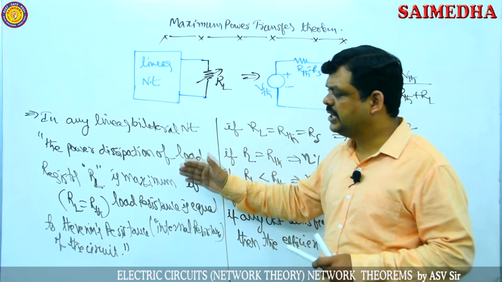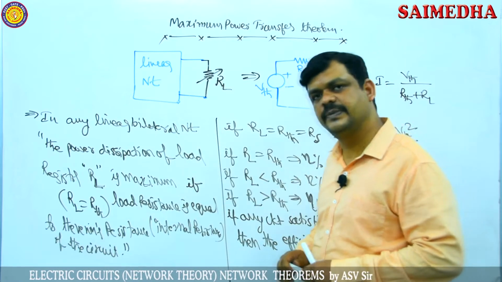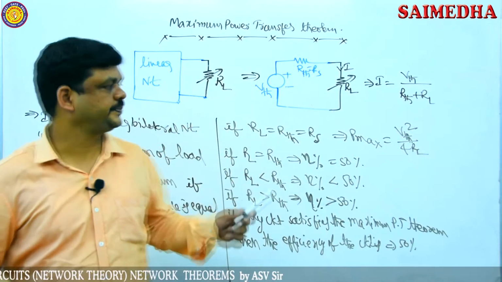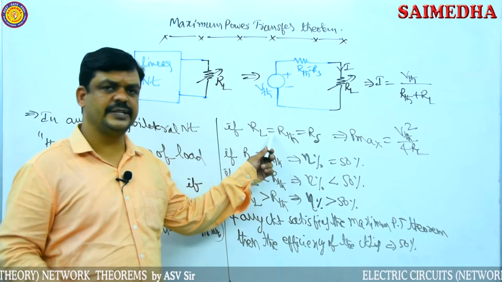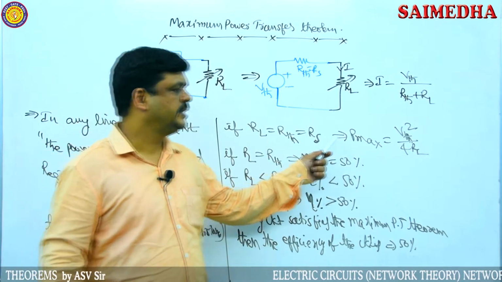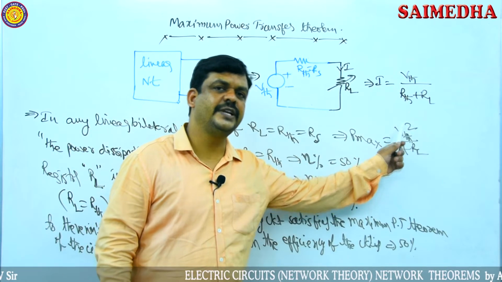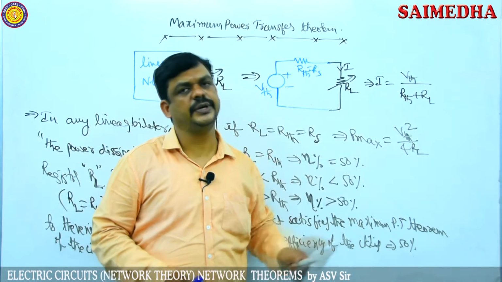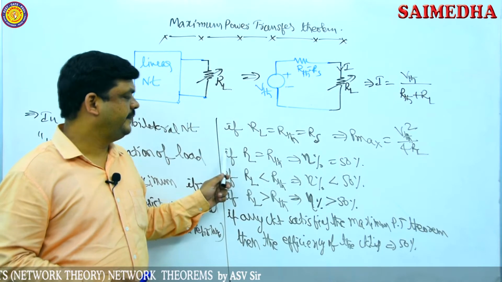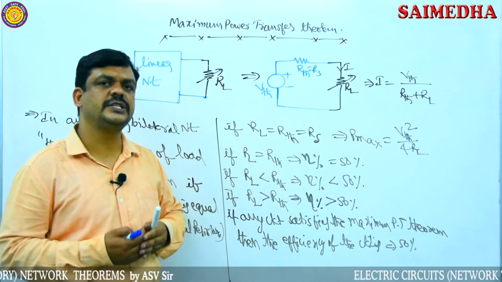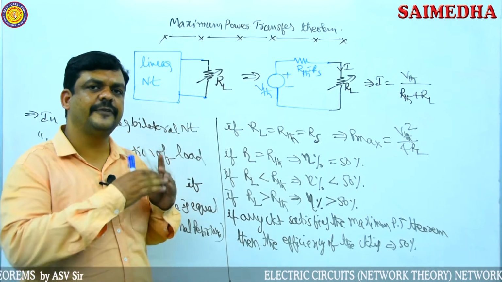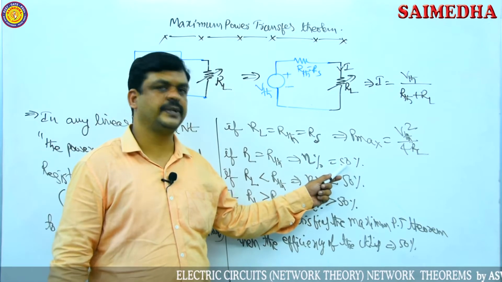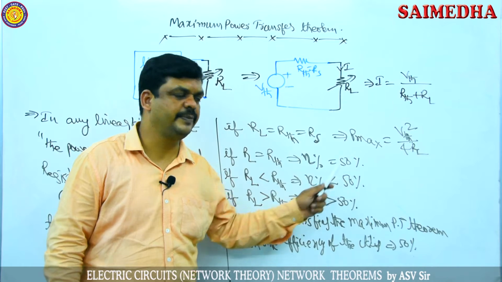And RL equal to R Thevenin gives the maximum power. That maximum power, if RL is equal to R Thevenin, that is equal to the source resistance, is given by the formula V Thevenin square by 4 into RL. Then if load resistance is equal to Thevenin's resistance, the efficiency of the circuit is 50%.